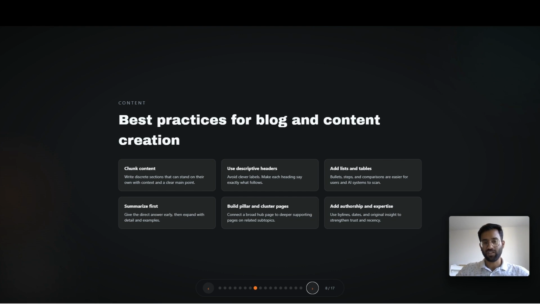So the big lesson from this slide is that AI-friendly content is not a gimmick. It's well-structured, very useful content that is presented in a way that both people and machines can understand.